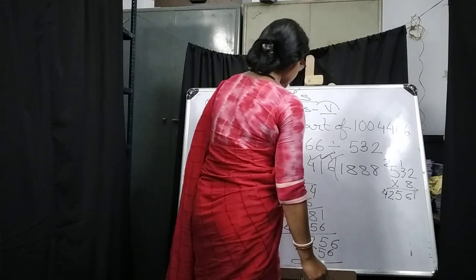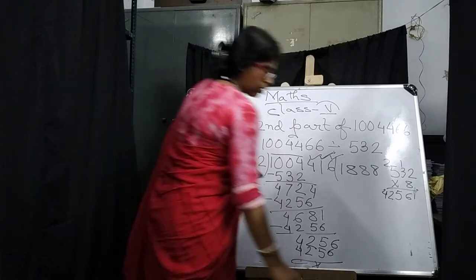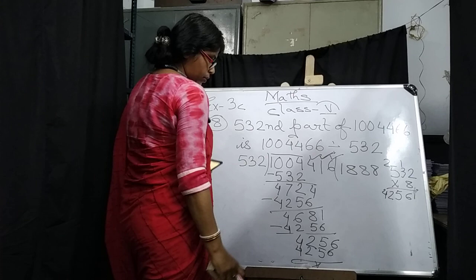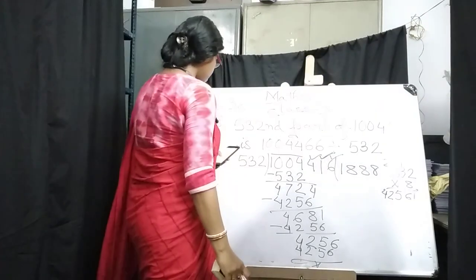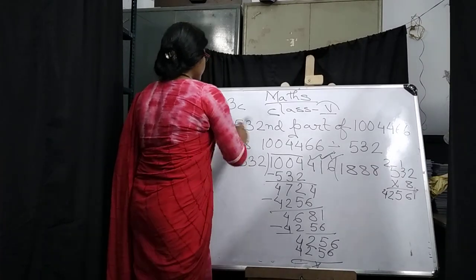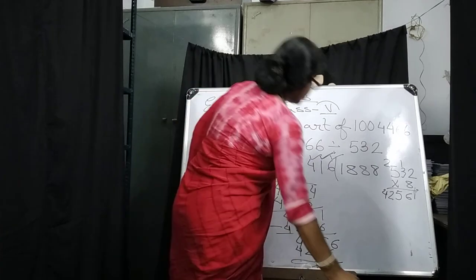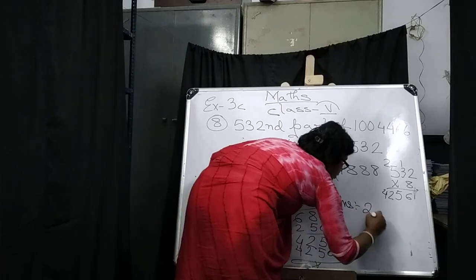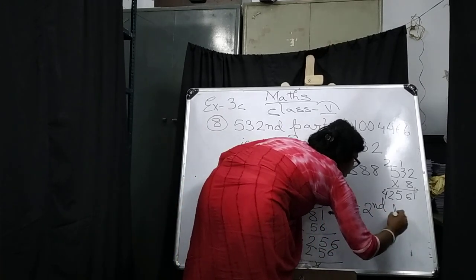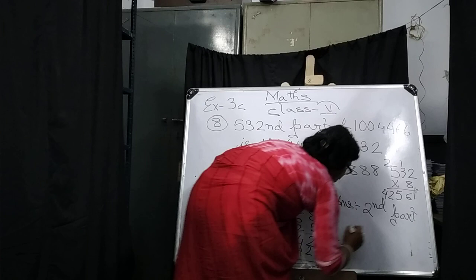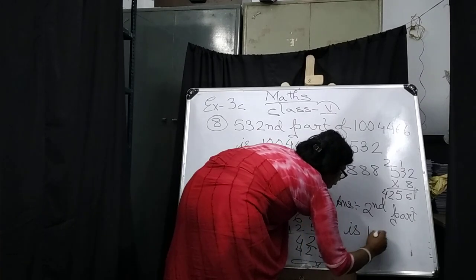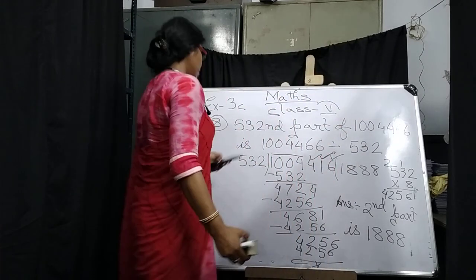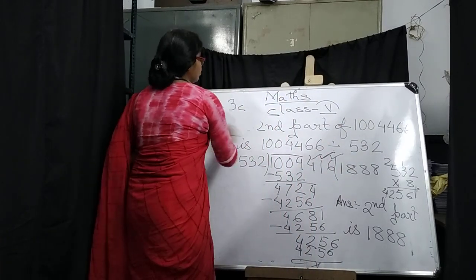Here we will write the answer. I don't get space here, so I am writing the answer on the top. I don't have space at the bottom. So second part is, I am writing the answer here only. Second part is 1888. Let us go to the next sum.